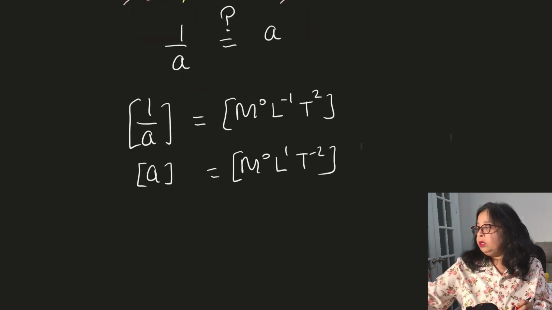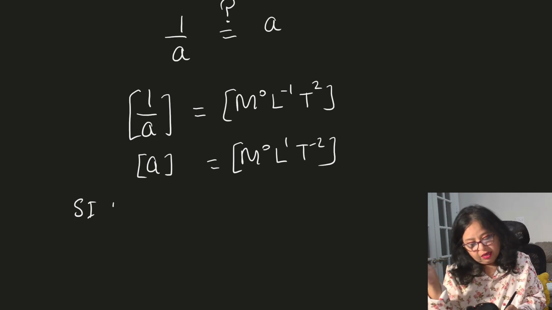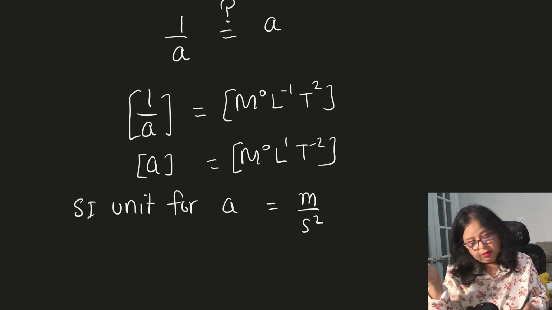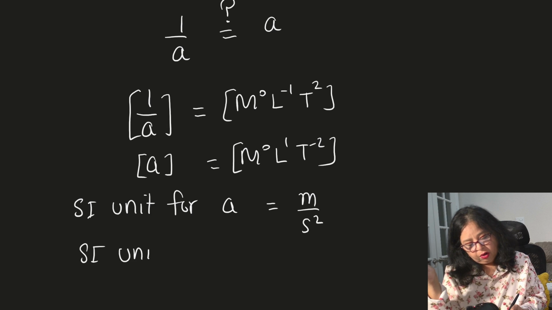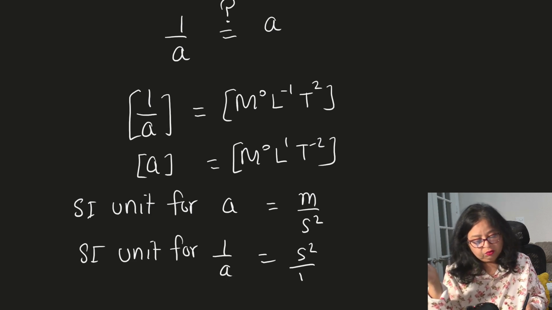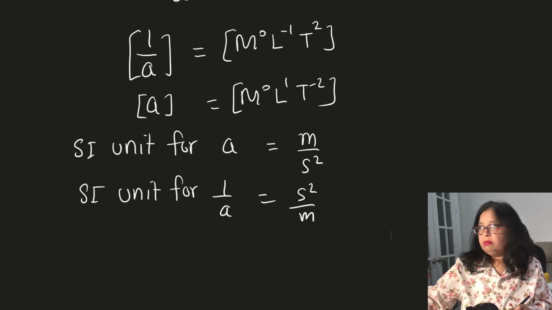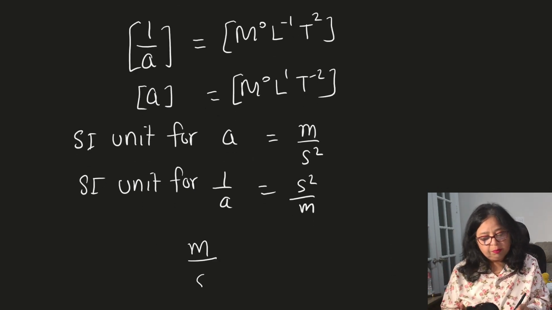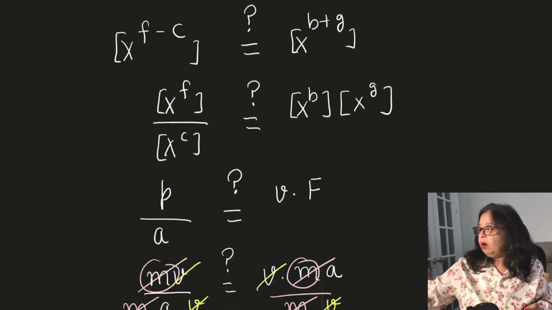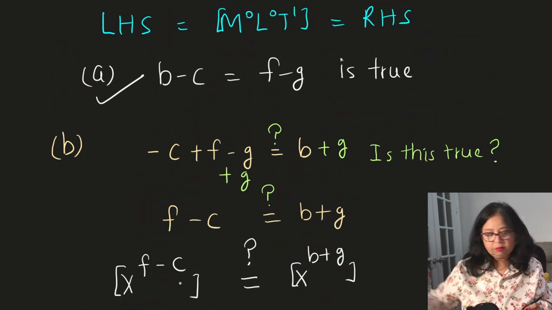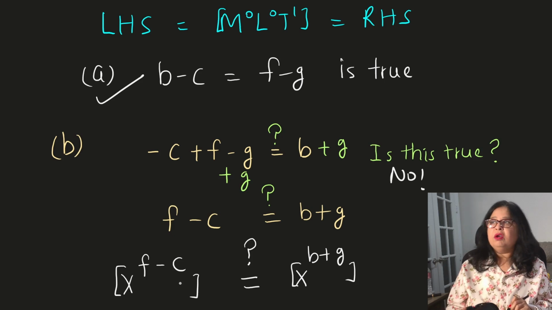If you want to check the SI units, then the SI unit for a is meters per second square, and SI unit for 1 over a will be second square over meter. And I'm sure you can see for yourself that meters per second square is not equal to second square over meter. So this option B is incorrect. No, it is not true.